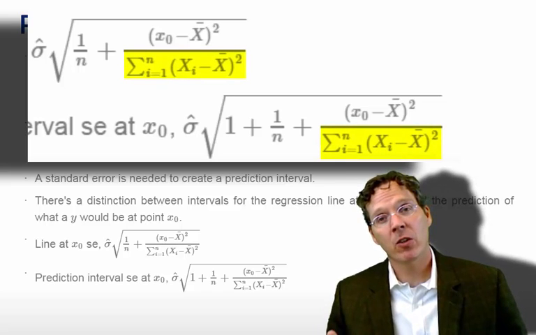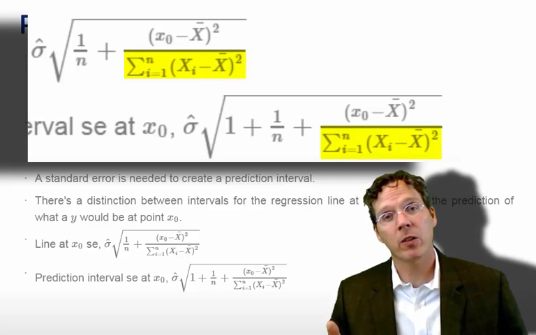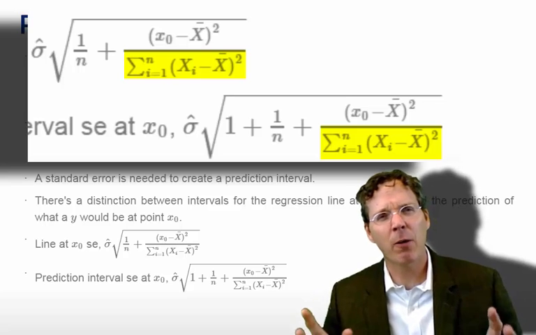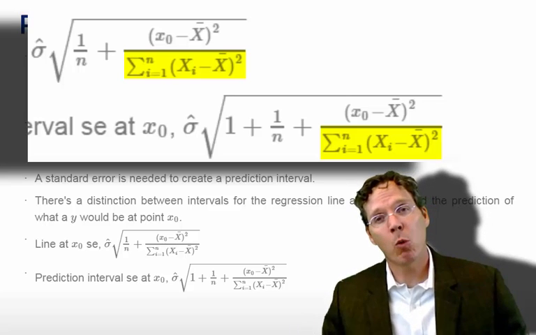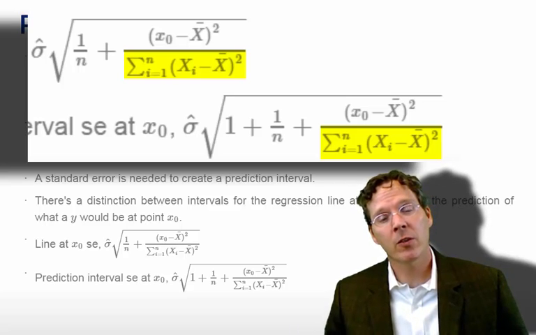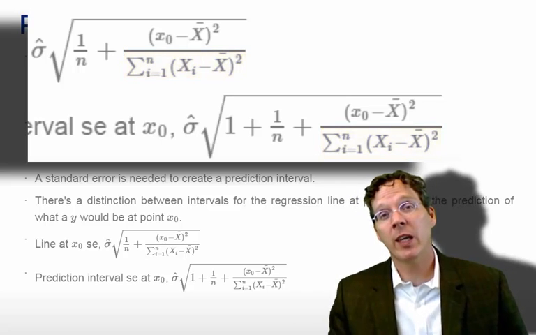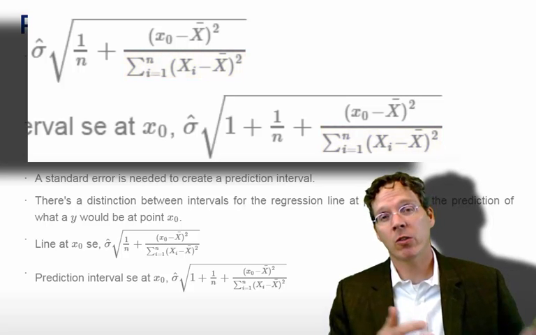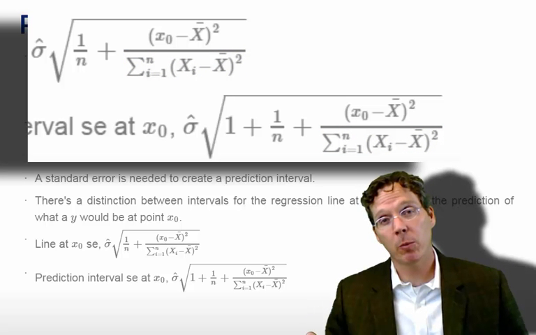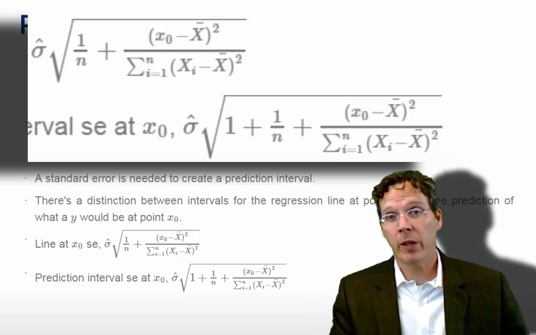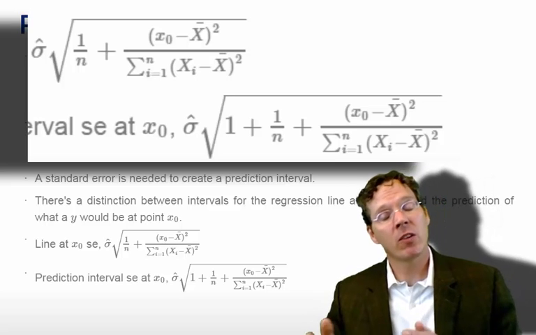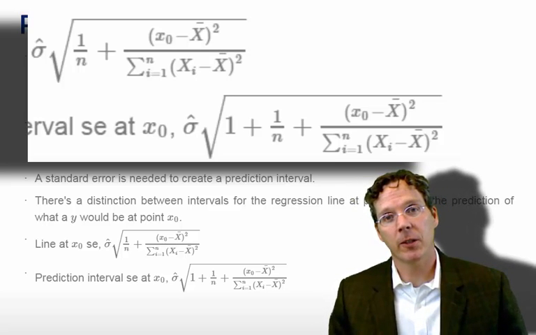The second is this summation of xi minus x bar squared in the denominator. That's basically how variable my x's are. The more variable my x's are, the smaller this term becomes and the lower my prediction error is. So again, not unlike our slope estimate, where the more variable our regressors were, the less variable our slope estimate is, the same thing happens in our prediction error here.